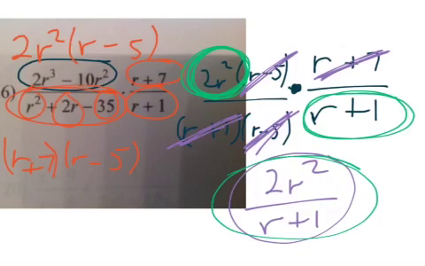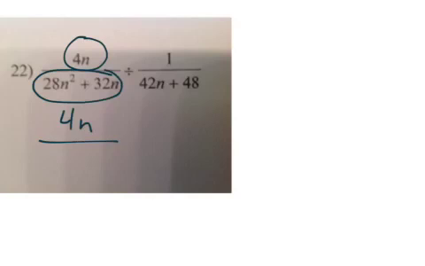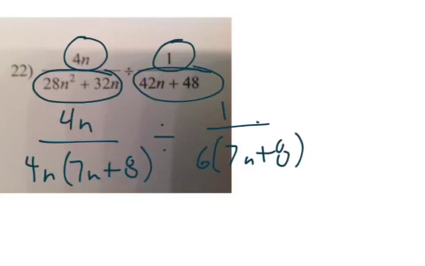Okay, hopefully you feel like it's getting a little bit easier. Let's try one more, but this one's a divide. Alright, what is step 1 again? That's right, we got to factor everything. So does everybody agree 4n is good to go? But that is really 4n GCF with a 7n plus 8. And 1 is good to go, but that right there is a 6 times 7n plus 8.